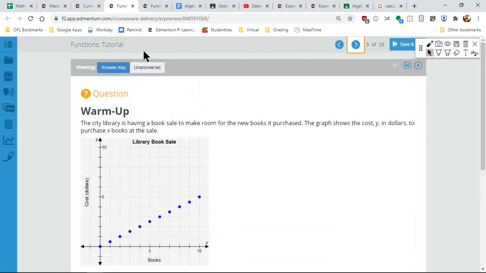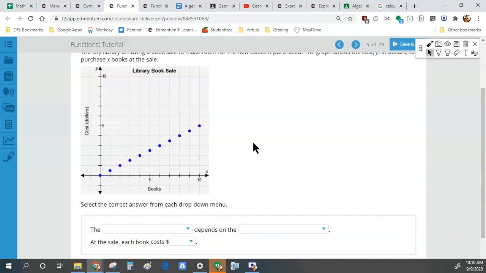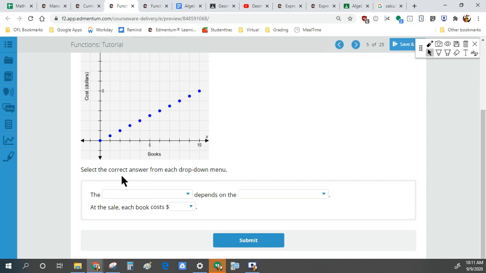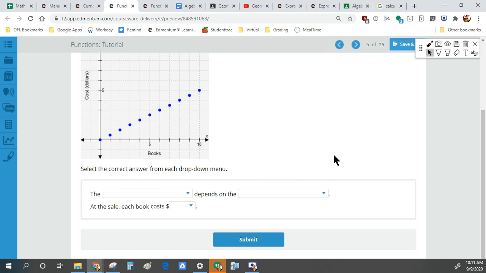All right. So now we're going to be talking about a book sale. I want those answers later. Okay. So the city is having a book sale, and the graph shows the cost, Y, so we're talking about dollars. Now, this is what's known as discrete because you can't sell half a book. So this isn't going to be a continuous straight line. It's going to be a series of dots that make up a line.